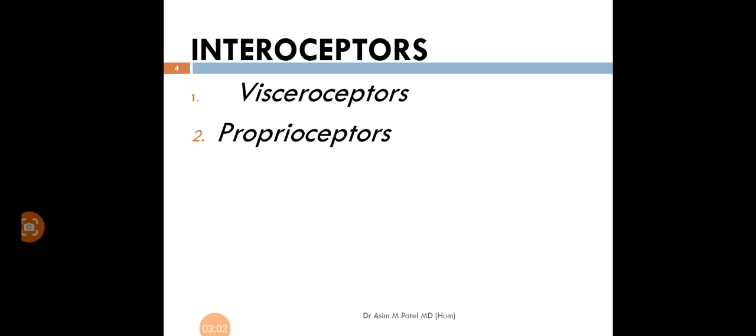Proprioceptors are the receptors which give response to the stimuli arising because of change of the position of the body. These receptors are called proprioceptors, and they are usually present in the bones, tendons, ligaments, and joints.